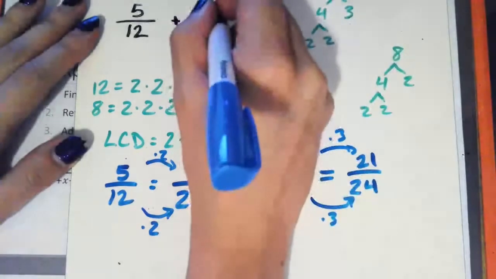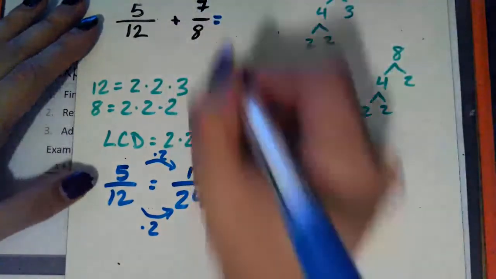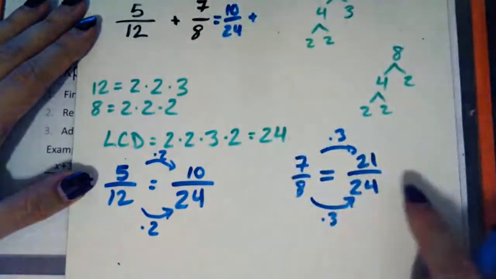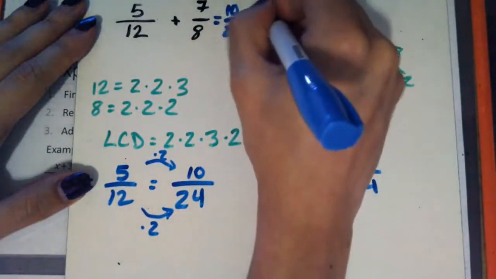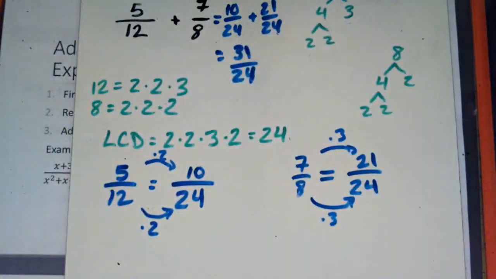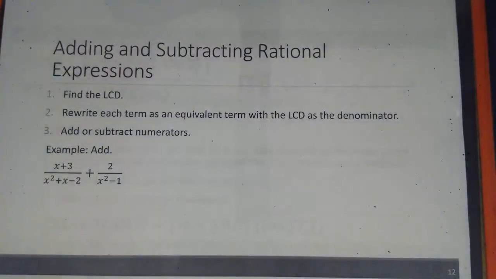So that means I can go back and rewrite this addition as 10/24 plus 21/24, which gives me 31/24. And that's how we add fractions that don't have the same denominator. We're now going to do that, but with rational expressions. I'm going to keep this handy so we can refer back to it.